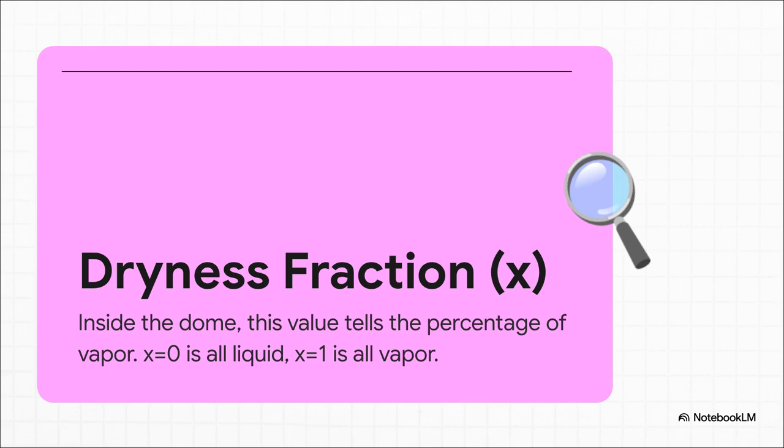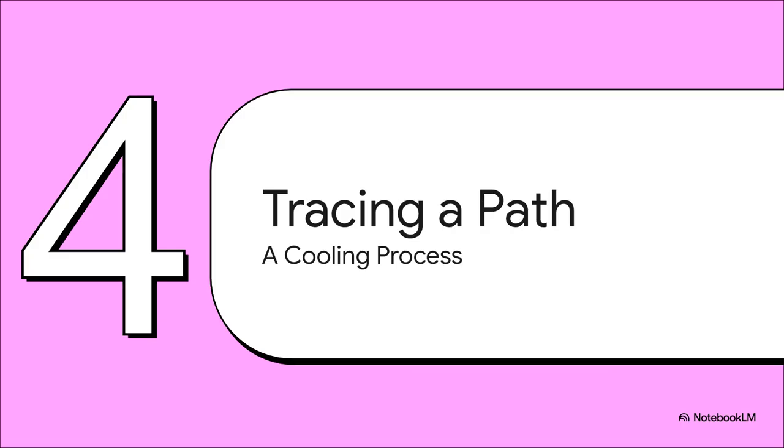And inside that super important dome region, there's one more useful measurement, the dryness fraction. Think of it like a progress bar for boiling. On the far left edge of the dome, where it's all liquid just starting to boil, the dryness, X, is 0. On the far right edge, where the very last drop has just become vapor, X equals 1. So if you're in the middle and X is 0.1, it just means 10% of your refrigerant has turned into a gas. Simple.